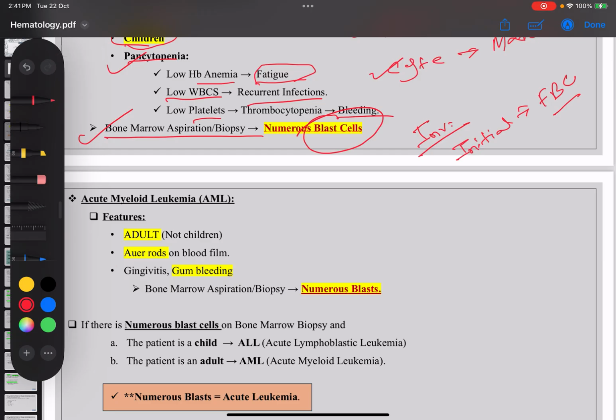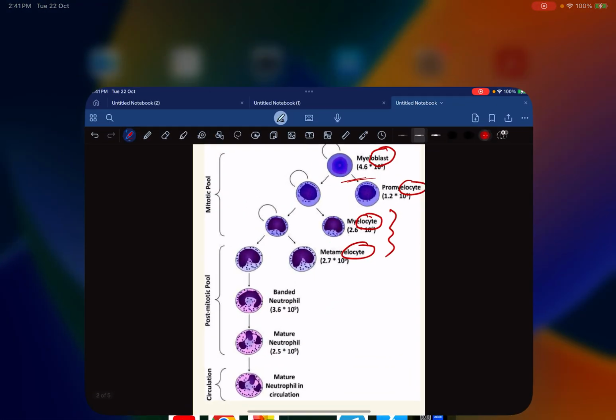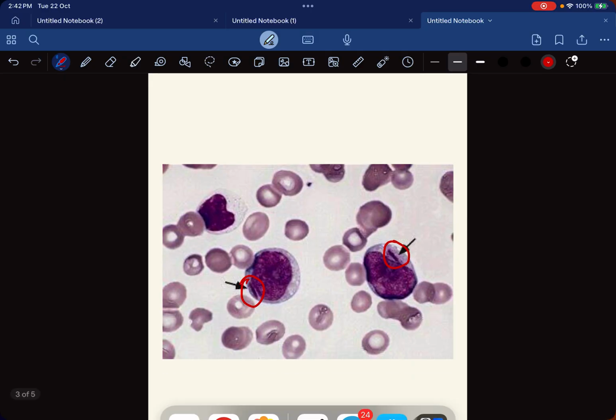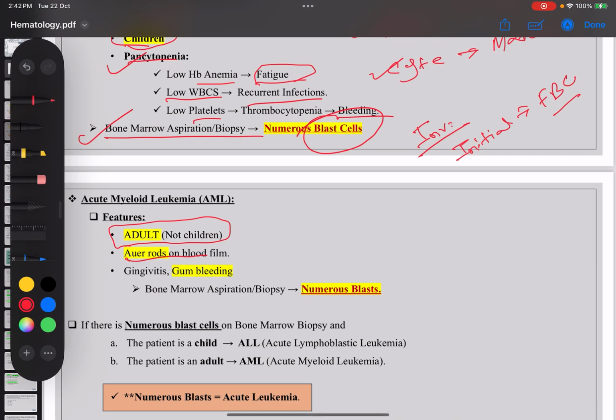Now just move on to acute myeloid leukemia. So first thing, the age group is not children. They'll be adult, and you'll find rods on blood film. So what does it mean? You can see there is a cylinder-like thing in there. They are called rods. Okay, so it is a diagnostic thing for AML. Whenever you find rods in a blood film, the diagnosis eventually will be AML, nothing else.